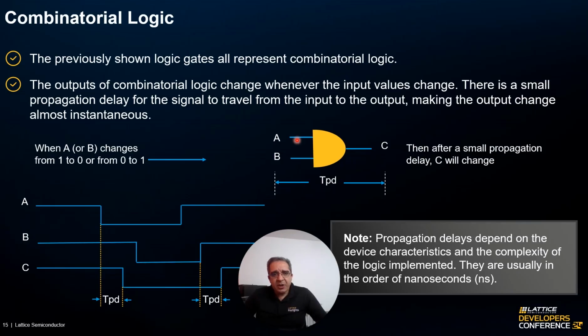So in combinatorial logic, the output always depends on the input. Any change on the input, in this case A or B for this AND gate, will impact the output, but after a certain propagation delay. That is the delay it takes for the output to change, or for the signal to propagate through the transistors that we have seen in previous slides. In this case, we have A changing, then it takes a TPD, or propagation delay, to have the output correctly represent the A and B logic.